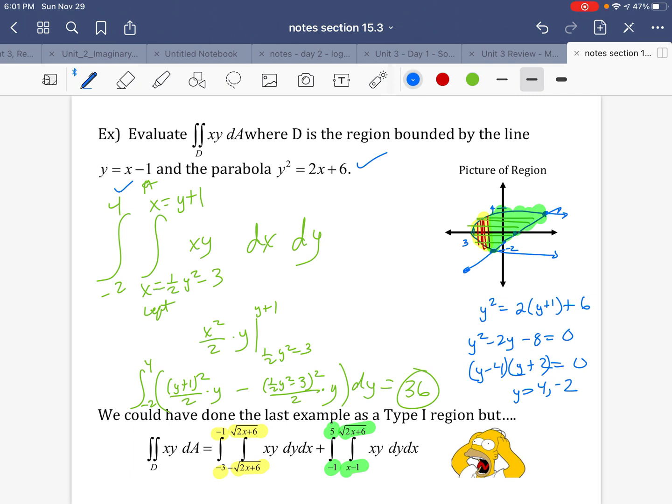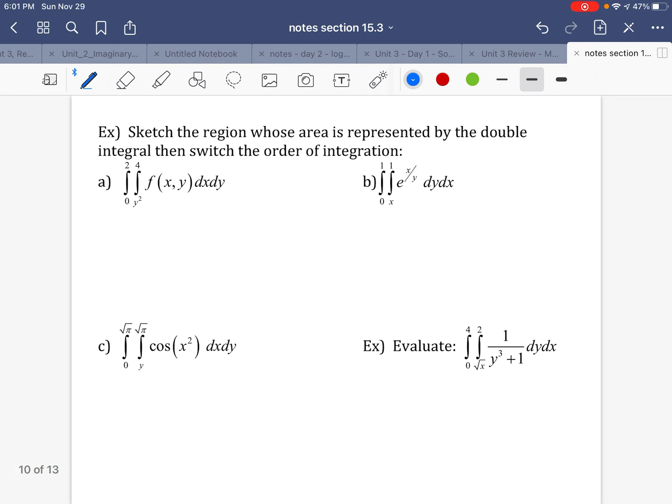So fix that for me. Okay, and so that would just be a lot more work, and it would not be very pretty. All right, okay. So in these last problems here, we are going to just change the order of integration, because sometimes you have to be able to do that.